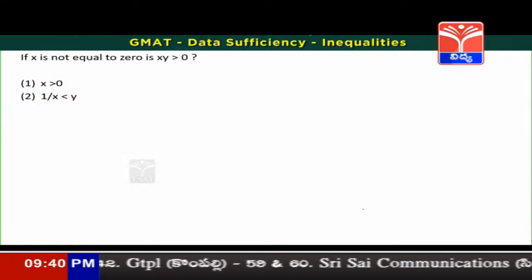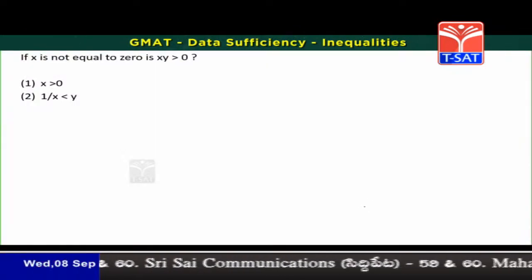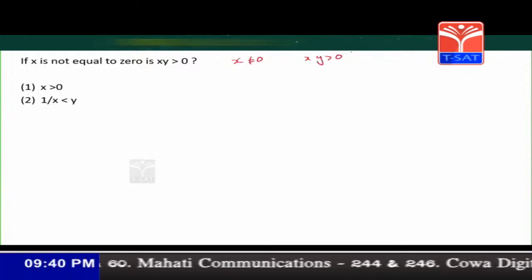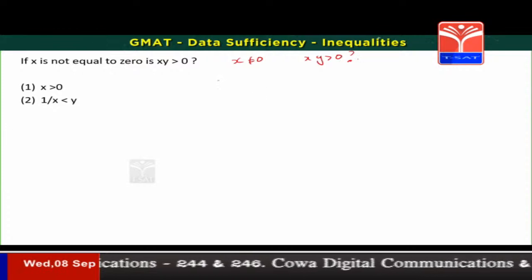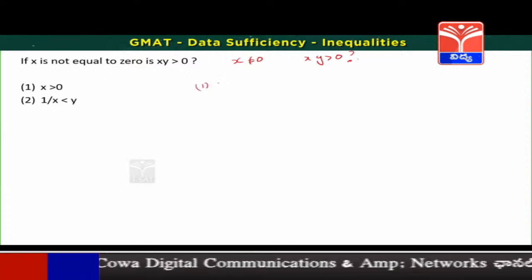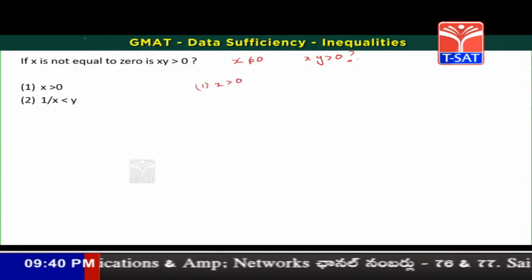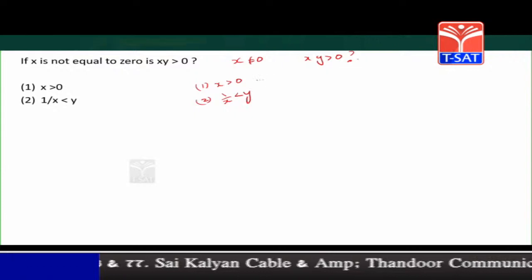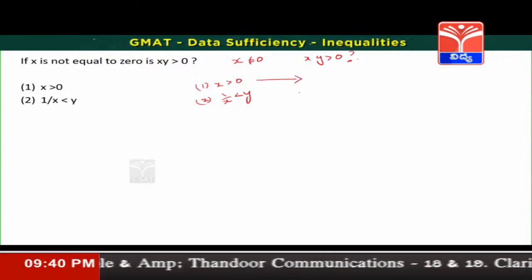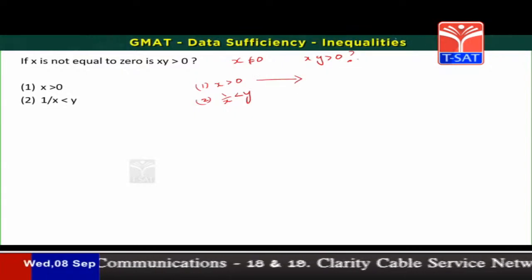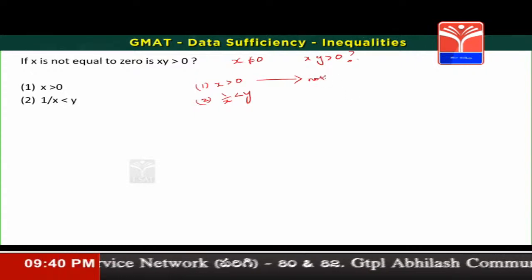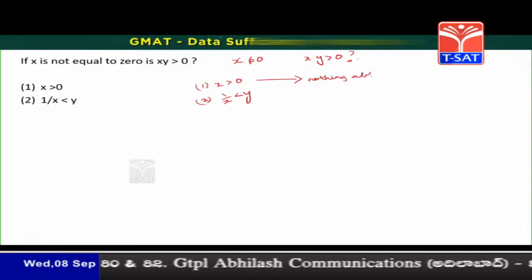Let us move to the next question now. If x is not equal to 0, is xy greater than 0? The question is asking whether xy is greater than 0. The first statement is x is greater than 0 and the second statement is 1 by x is less than y. The first statement says x is greater than 0, but it says nothing about y.